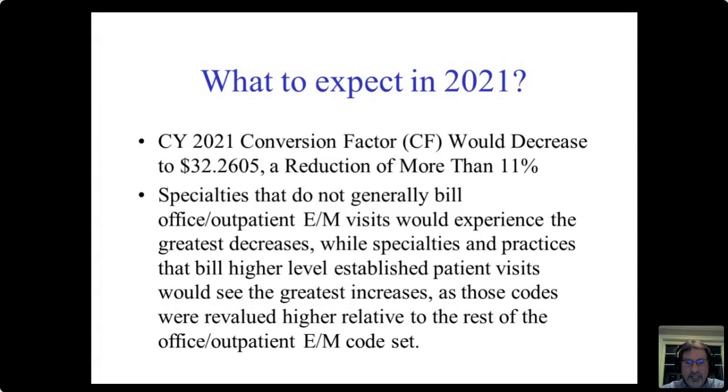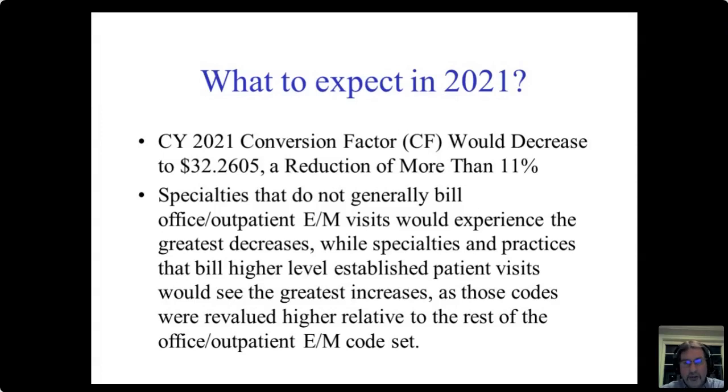So what we're seeing is E&M established patient visits, like level 4s and level 5s, are going to go up. And then we don't know what's going to happen quite yet with other visits, but things like the 92,000 codes may go down. So we're going to have to watch that.